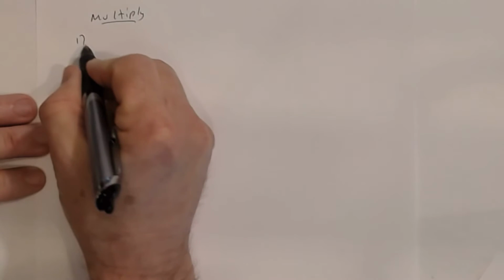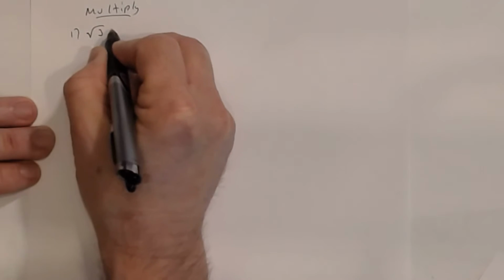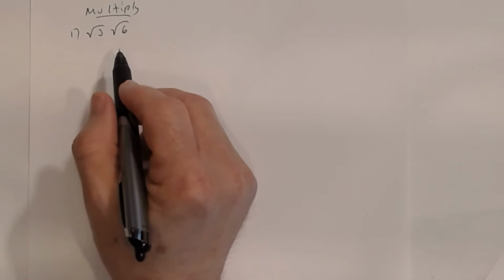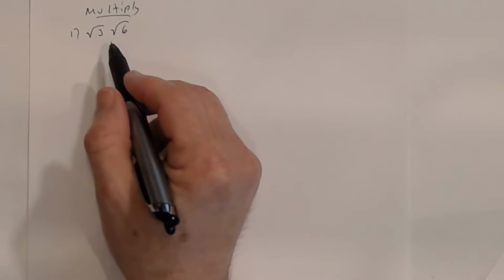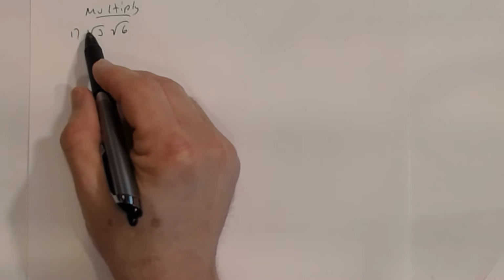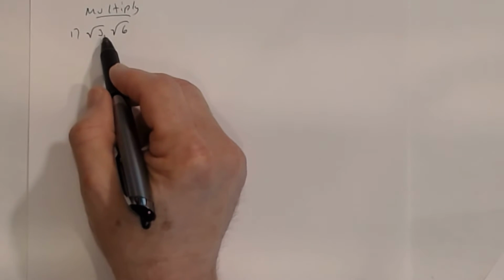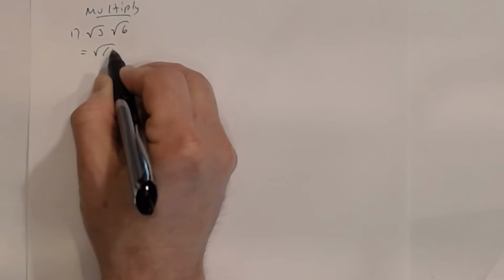Let's see what happens. Okay, so we're going to start with a simple example, and this uses the product rule. If I have the square root of 3 times the square root of 6, one of the worksheets involves things like this, but it's not going to be that simple, but it still involves that idea. Remember, the product rule says if the indices are the same, see the square root, then I can multiply the radicands. 3 times 6 is 18. So this becomes the square root of 18.